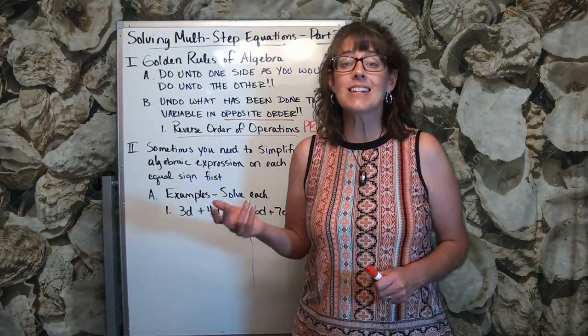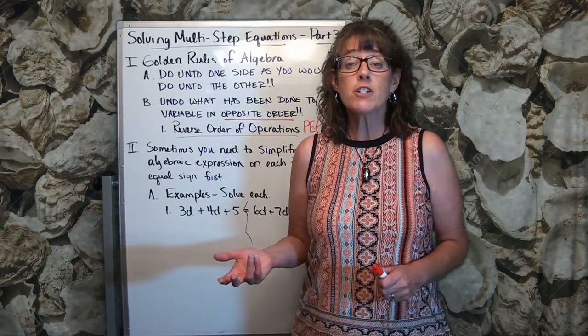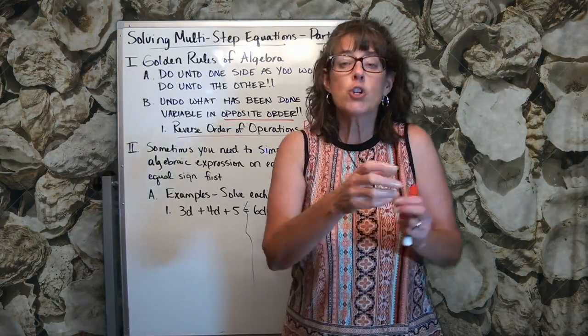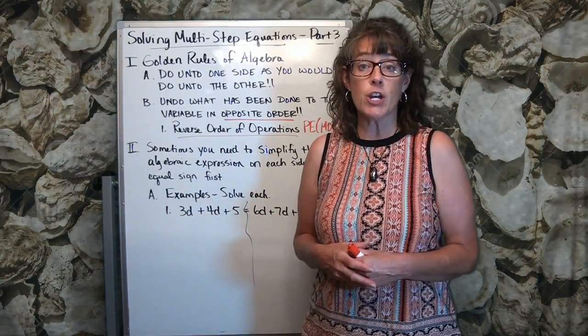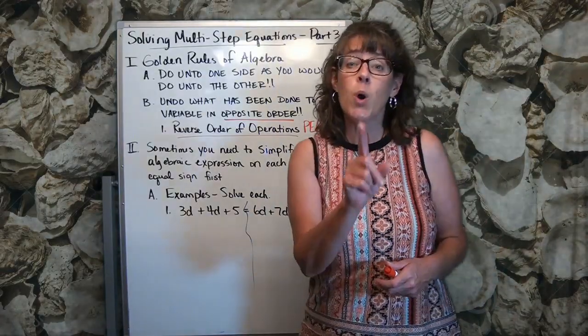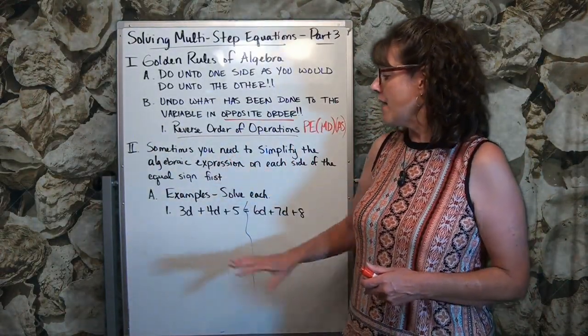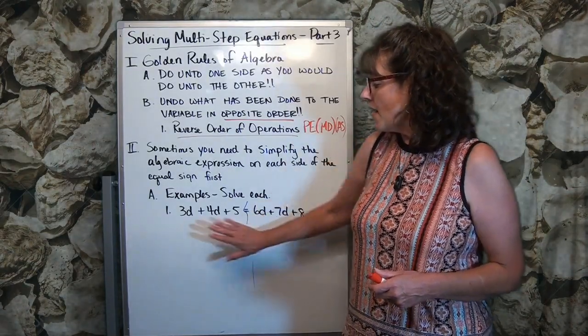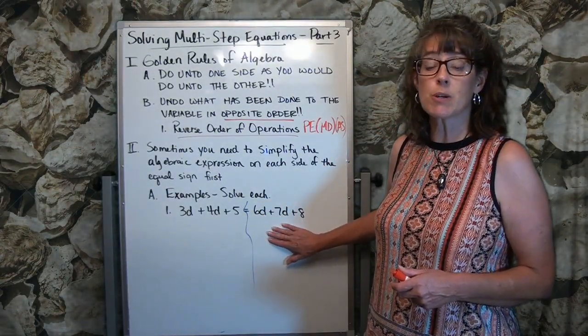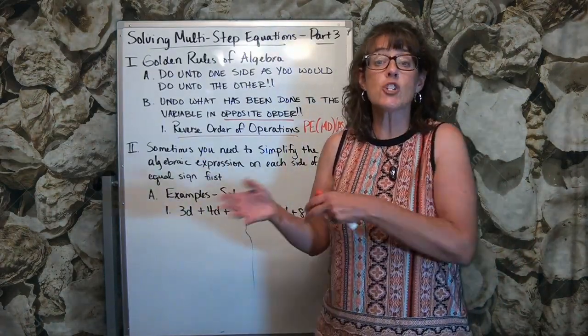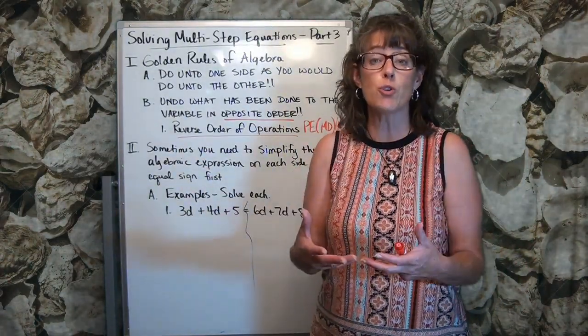And guys, this is the nice thing about math, is oftentimes it just takes one little step to kick it back to what you already know. And in this case, that one little extra step is that we're going to simplify the algebraic expression on this side and simplify the algebraic expression on this side. Sometimes you need to simplify that algebraic expression on each side of the equal sign first before you move on.